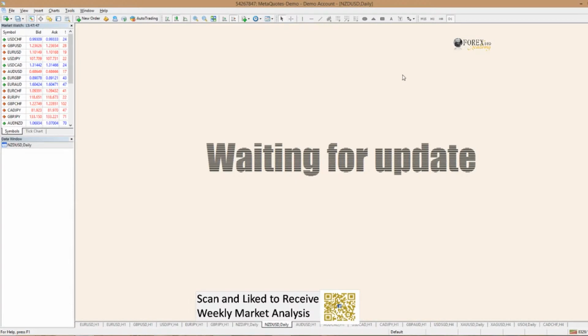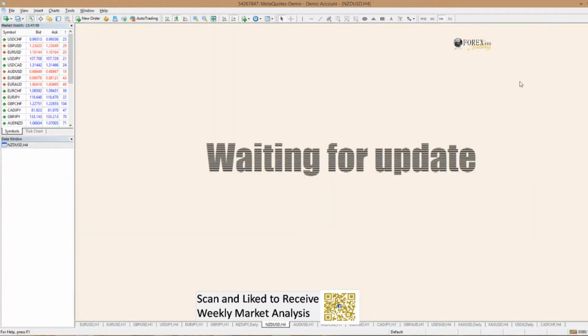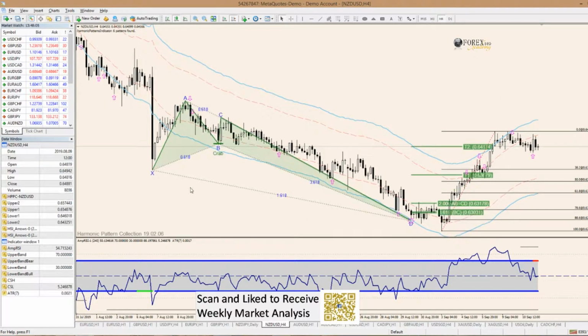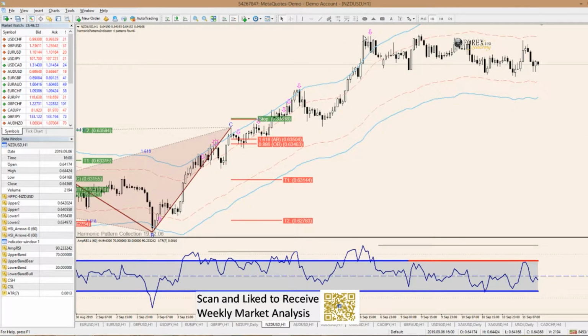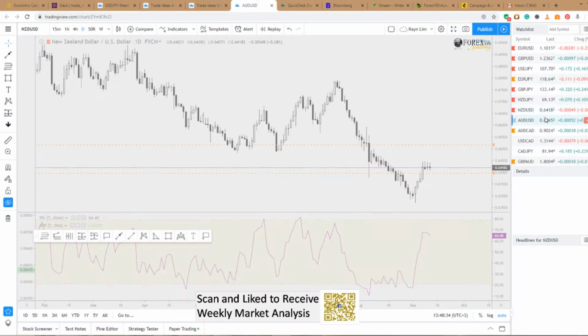New Zealand dollar, have a look. Daily chart. Oops, I have not loaded the daily chart yet. Alright, so on the daily chart, as you can see, I'm waiting for some form of retracement. Very obvious. I have drawn the fibs. On the 4-hour, as you can see, a crab pattern as well. Okay, nothing much from there. On your 1-hour chart, nope, nothing as well. Alright, so to the next pair, Australian dollar.